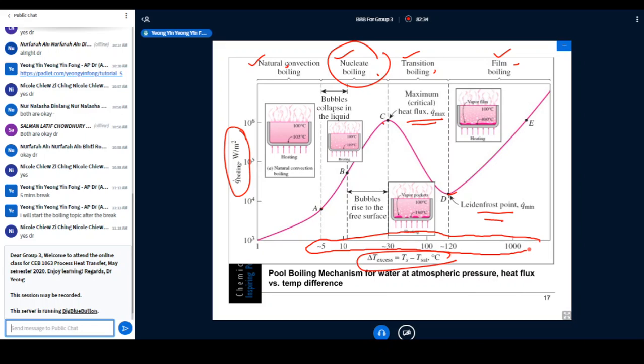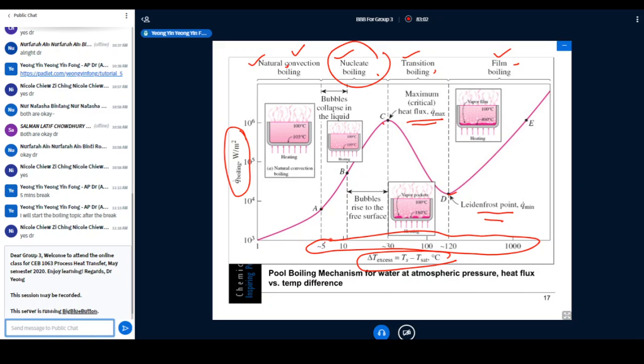Very important. You can see it falls under natural convection when the delta T excess is between 1 to 5. Delta T excess is what? The surface temperature of the heating element minus the saturation temperature of the boiling fluid. Then after that, under nucleate boiling, you can see the range is from 5 to 30. If delta T excess falls between 5 to 30, it is categorized under nucleate boiling.